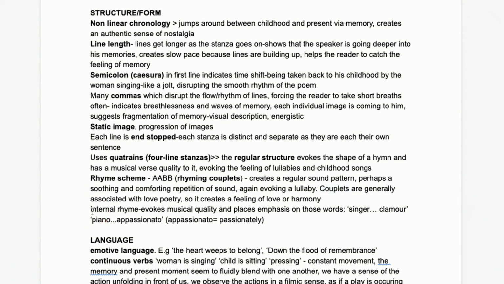There's also an internal rhyme. Actually, I forgot to make that bold. So within each line, there might be some rhyming, and it helps you emphasize certain words, but it also creates a bit of a disruption to this regular pattern and rhythm. So you can think about that as well. All of these are really good things to talk about in your essay, and you have to get at least one structure and form point in there, as well as your language points. So make sure that you're confident in structure and form, and you can analyze it in detail, as well as language.